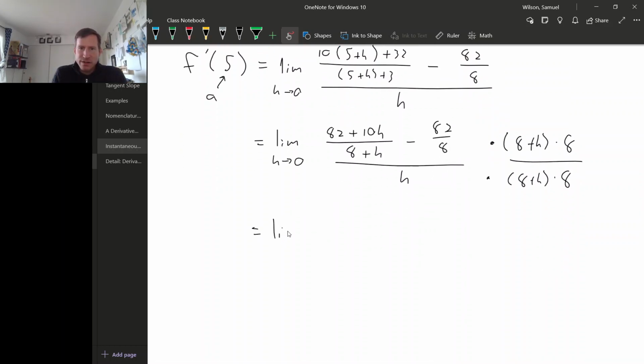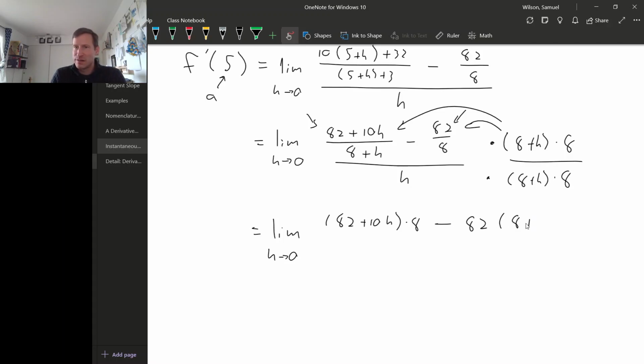All right, so this is the limit as h goes to 0. Now we need to distribute here. When we distribute to the first term, the 8 plus h cancels, and we're left with 82 plus 10h times 8, minus, and then when we distribute to the second term here, the 8 cancels, and we get 82 times 8 plus h, all over h times 8 plus h times 8.